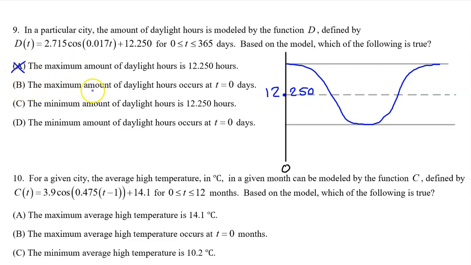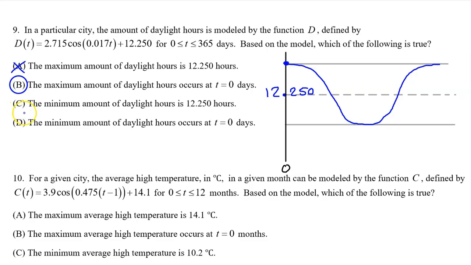Option B, the maximum amount of daylight hours occurs at t equals 0 days. That is correct. I drew it as a positive cosine, a right side up cosine function, because we see that it is cosine with a positive a value. So we knew the shape would be like this. Once we took note of the c value being 0, the phase shift of 0, we knew that this period would begin right at 0. So yes, the maximum number of daylight hours occurs at 0 days. So the answer is B.